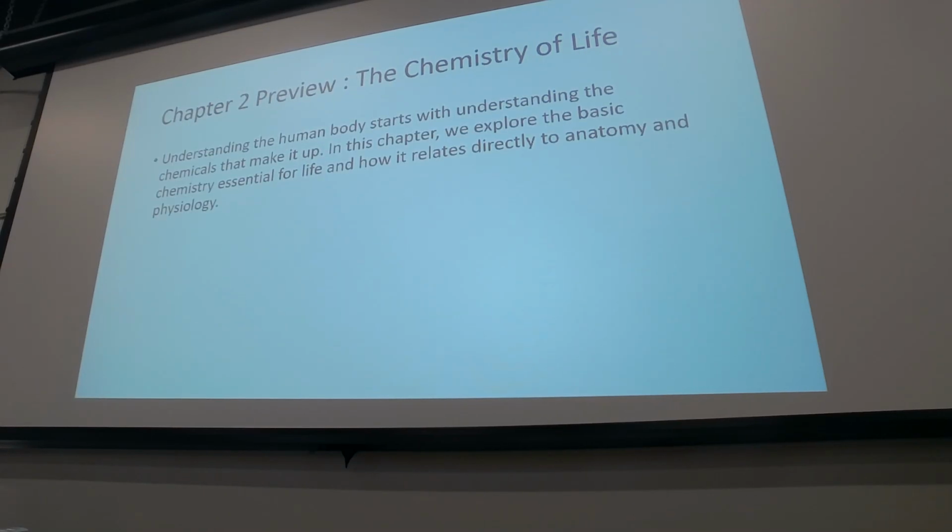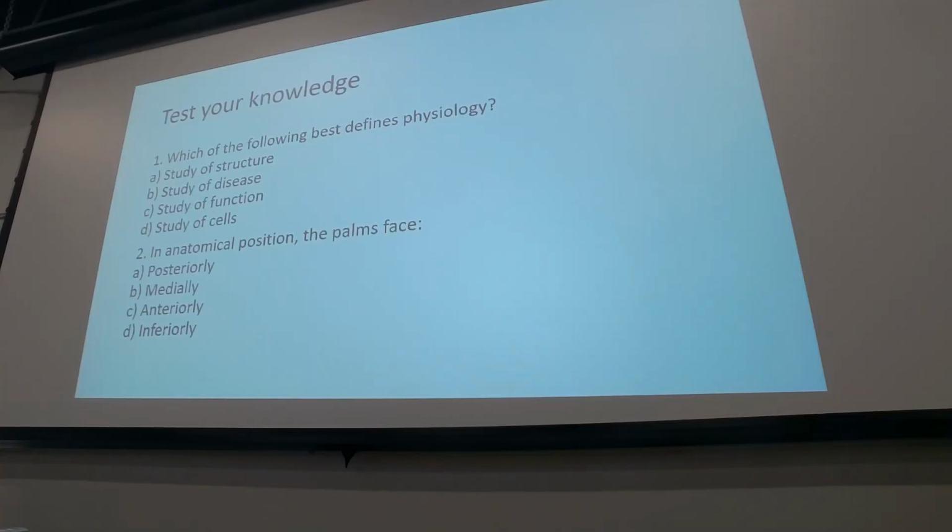So this is a preview for our next chapter, the chemistry of life. We will start understanding what the different atoms are, what they are made of, and how they form the molecules, and how the molecules form cells and tissues. So we will explore the basic chemistry and we will correlate this to anatomy and physiology.